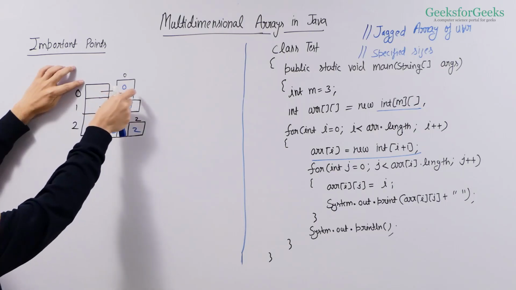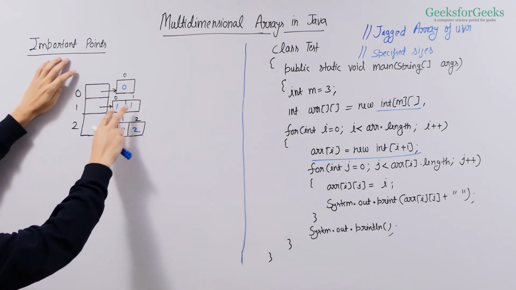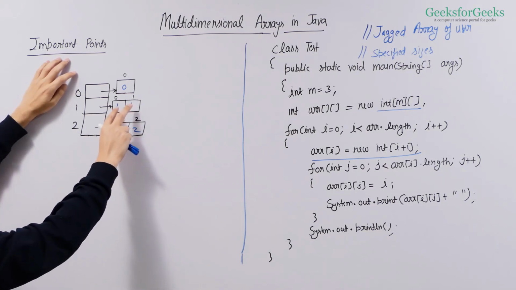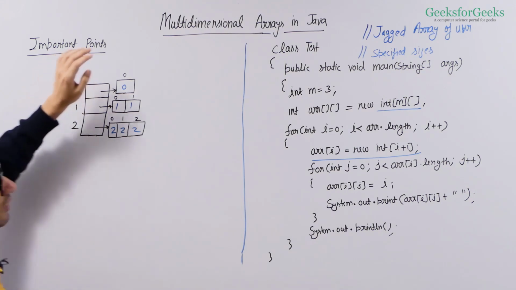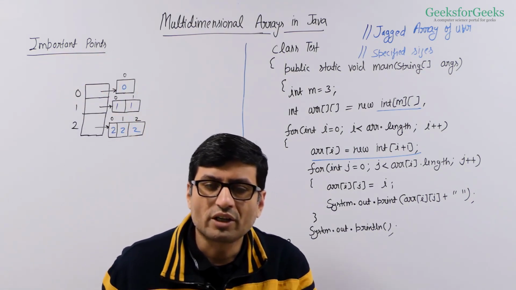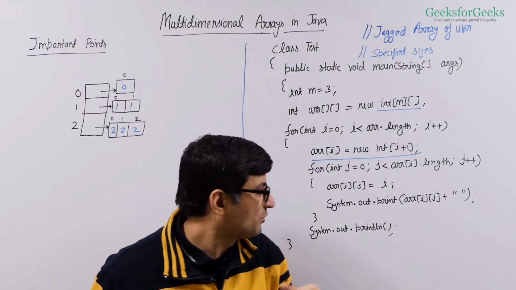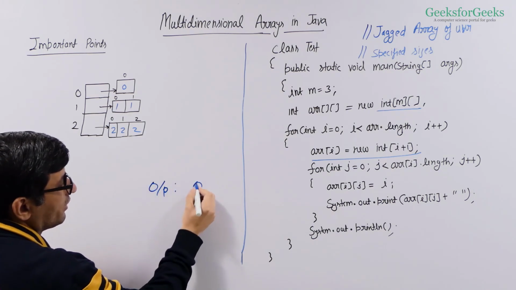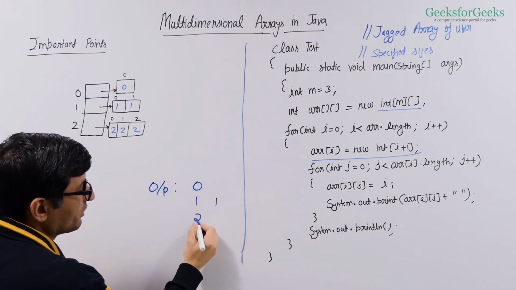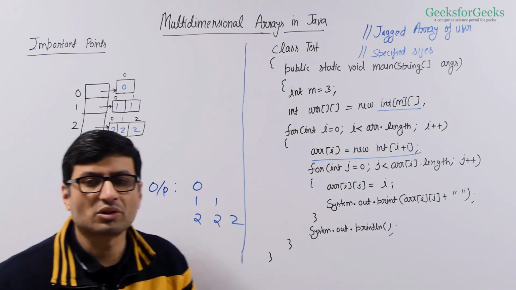First row has only one element and the value of this element is 0. The second row has 2 elements and the values in this row are 1, 1. The third row has 3 elements and the values in this row are all 2. Now please pause this video and try to guess the output of this program. It must be very easy. We are going to get 0, then we are going to get 1, 1, then we are going to get 2, 2. Right? That's what we get as an output of this program.